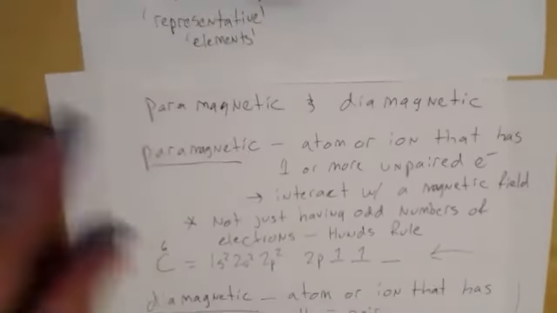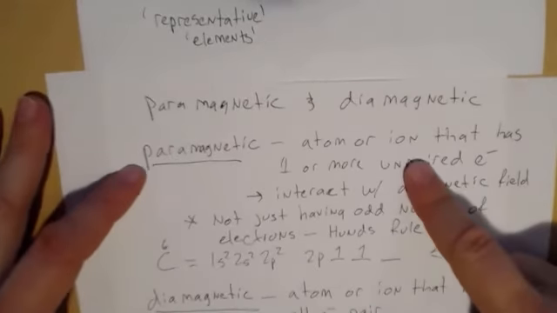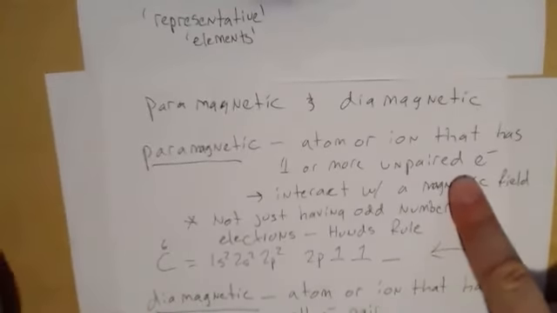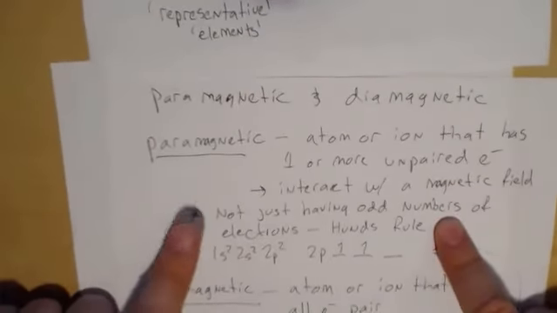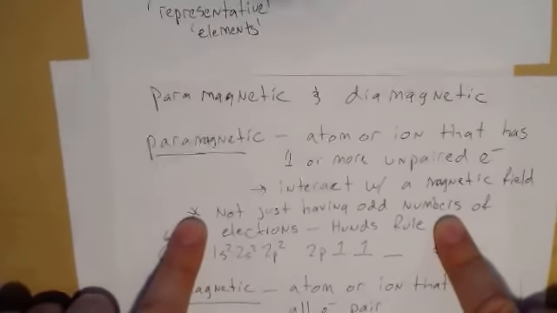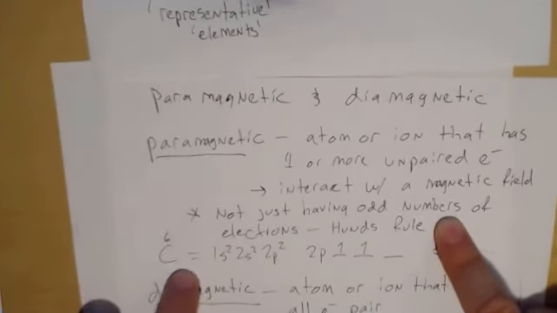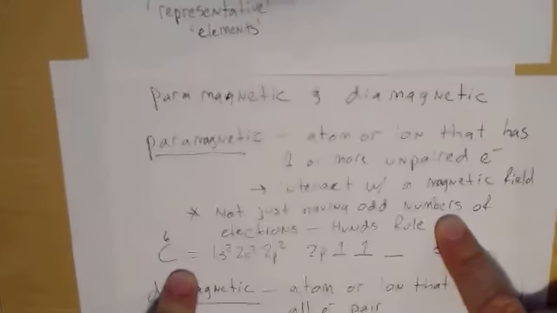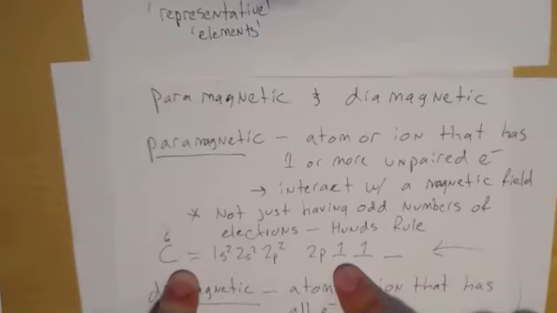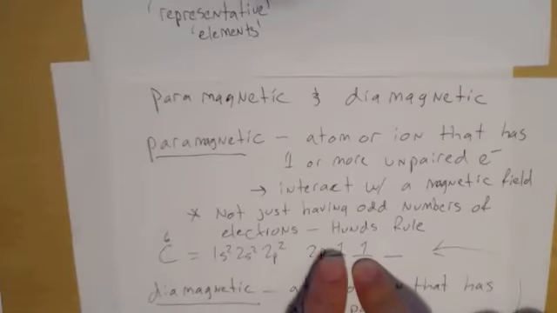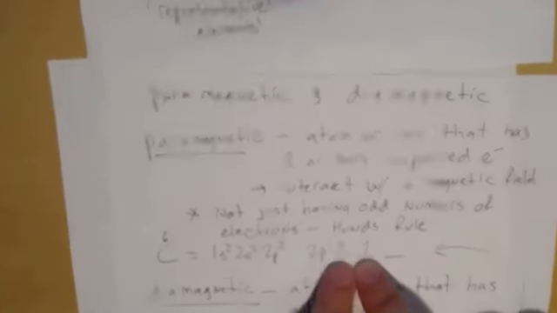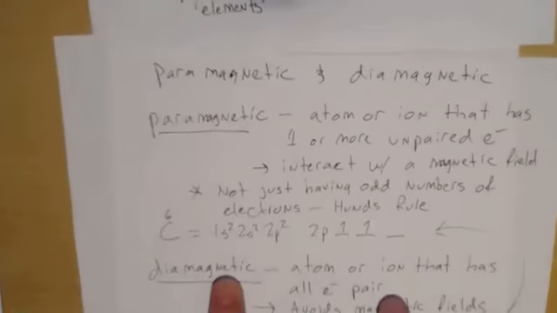Paramagnetic and diamagnetic. Paramagnetic is an atom or ion that has one or more unpaired electrons, and these types of atoms will interact with the magnetic field. You can be paramagnetic not just with odd numbers; you can have some even numbered atoms that follow Hund's rule that can have unpaired electrons, such as carbon, which has an even number of electrons, 1s2, 2s2, 2p2, but because of Hund's rule, filling the p block singly, it has unpaired electrons. So a single atom of carbon would interact with a magnetic field.